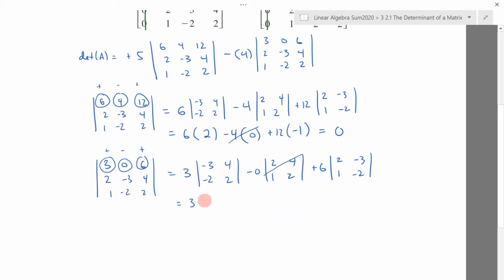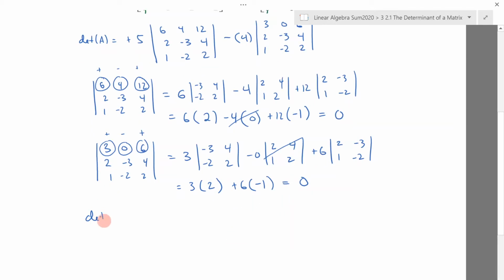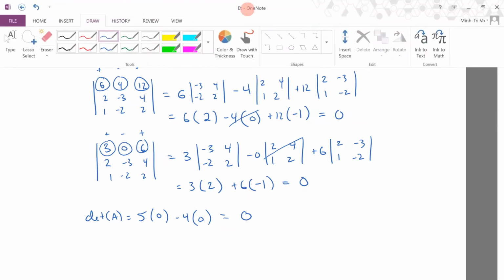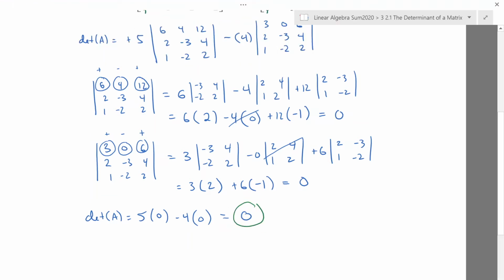So this is 3 times -6 minus a -8, which is -6 plus 8, which is 2, and plus 6 times -4 minus a -3, which is -4 plus 3, which is -1. So this is 6 minus 6, which is again 0. So the determinant of A is 5 times 0, then -4 times this whole thing, which was calculated as 0. And this is 0, so the whole determinant is equal to 0.